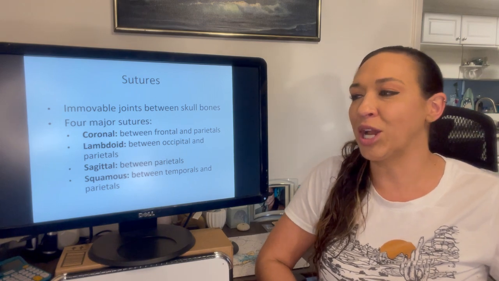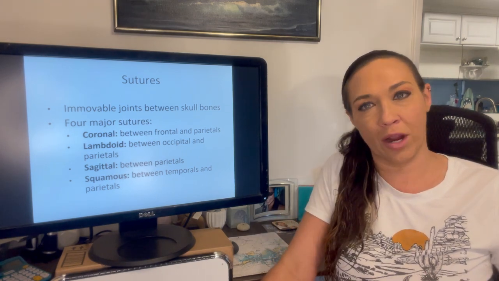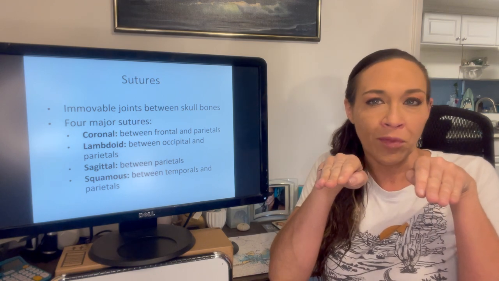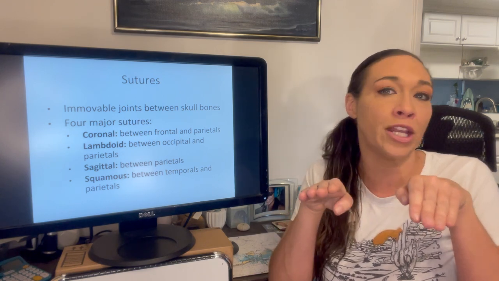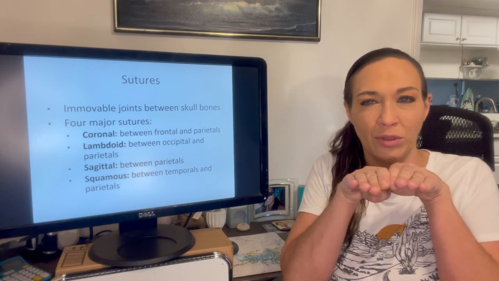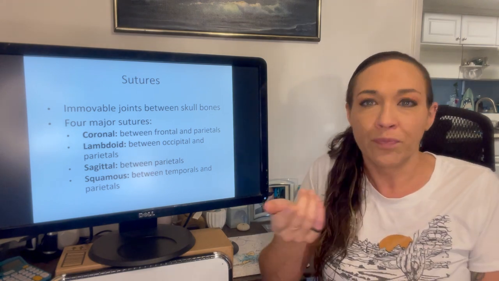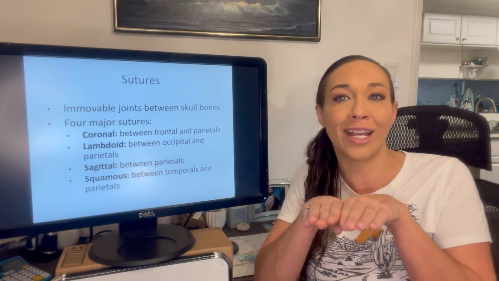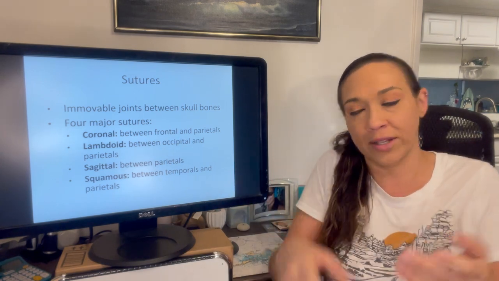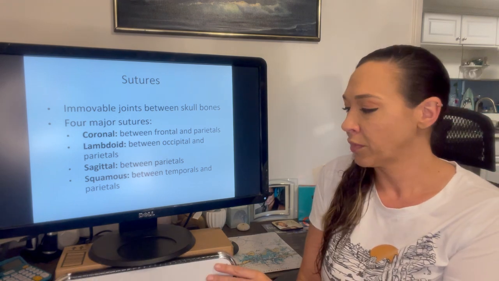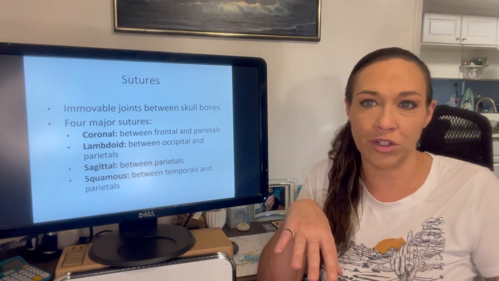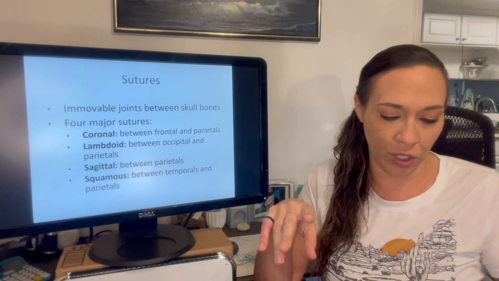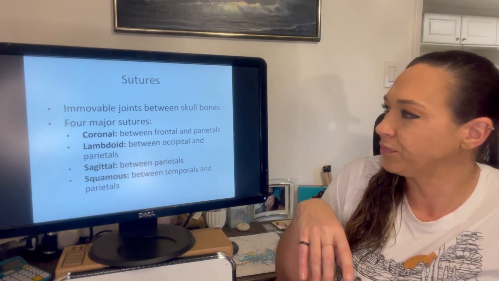All right, let's talk sutures. Those are the connective points I was talking about between the skull bones, larger and connected with the fontanelles in infants. But as we get older, they become small little sutures, which is like surgery sutures: you're sticking two things together and attaching them. That's exactly what these are. There are four main ones you will have to know: the coronal, the lambdoid, the sagittal, and the squamous. We're going to go over each of those right now.